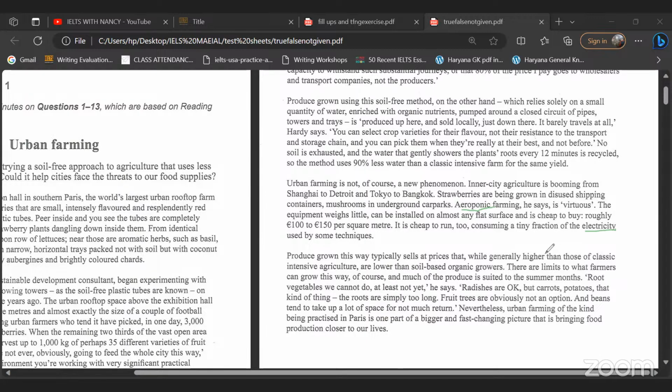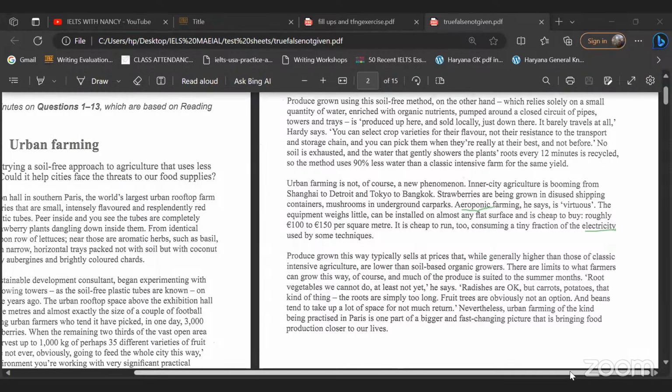So this has to be false. This is a contradiction. Here they are mentioning aeroponic farming, but in the question they have given urban farming. So this will be false. Clear? Looking at the next question now.